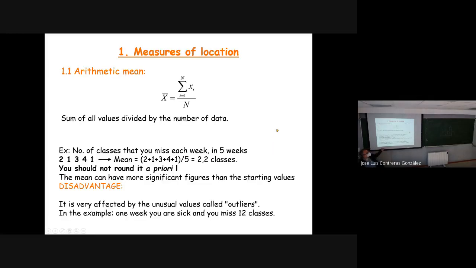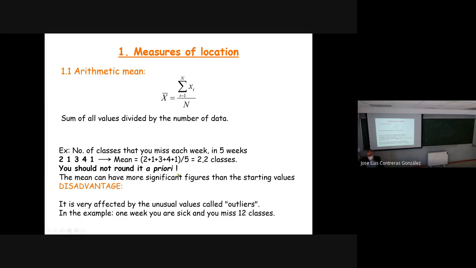The easiest one you have always seen is the mean. You take all the data, you sum it, and you divide by the number of data. This is a way of saying where the center of the mountain is. For example, if for some reason you miss classes during the week, and this is the number of classes you missed each day, you compute the mean, and each week you miss around 2.2 classes.